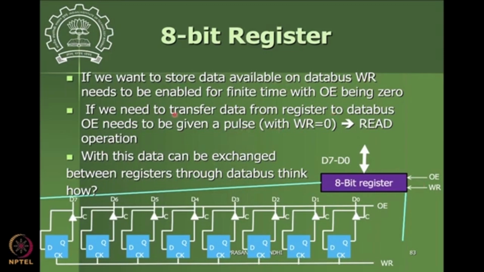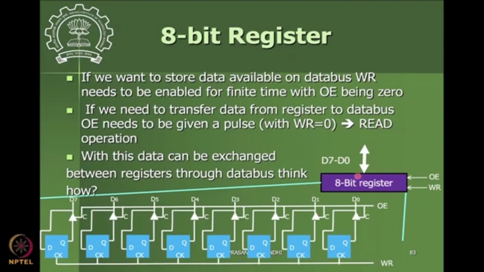Now if you want to transfer the data from this register to the data bus, we need to enable output enable, and of course WR has to be low. Then the read operation will happen, that we are reading the value from this register, and that is available on the data bus. Now this data can be exchanged between the registers through this data bus. So now we can think how this can happen.